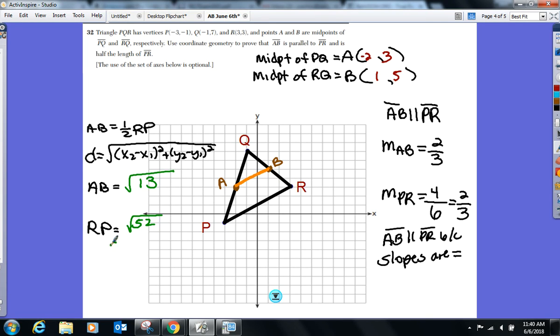And anybody break that down a little more? Biggest perfect square that goes into 52? 4. Oh, and look what happens now. 2 square root of 13. Now let's compare the two.